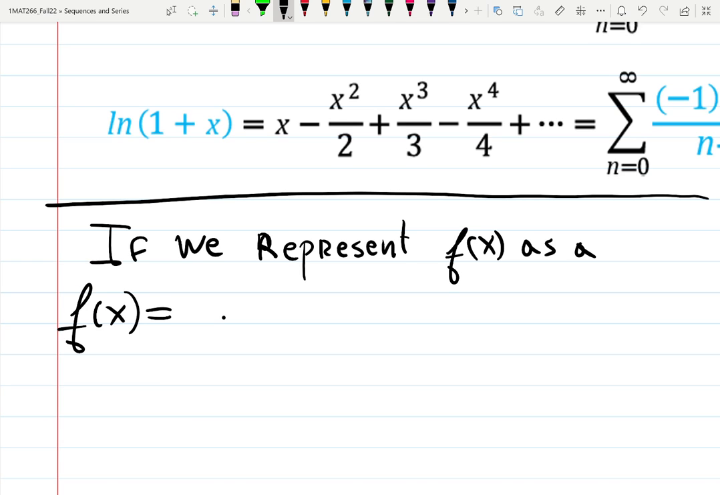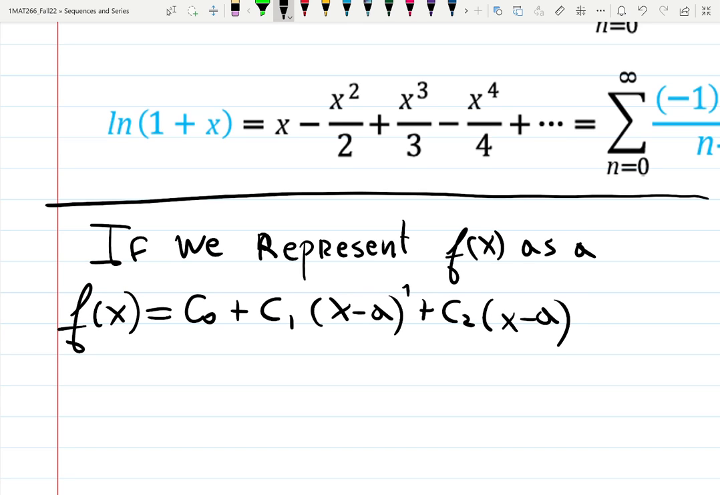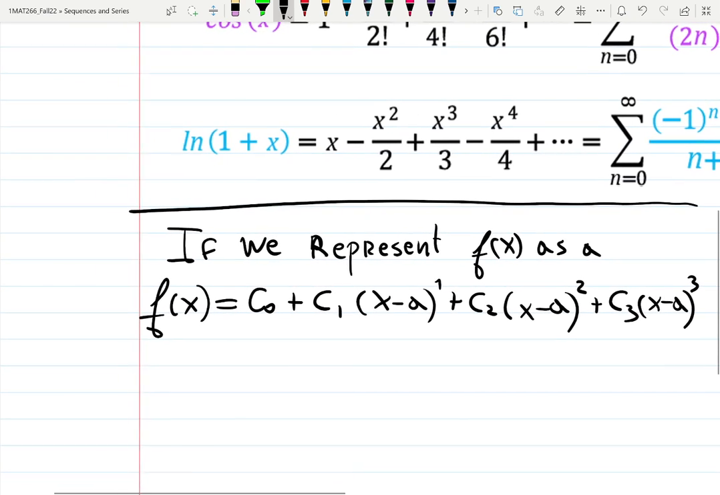f of x equals, and we already know what it means to be a power series. The first term, the first coefficient, let's call it c sub 0, plus c sub 1, x minus a to the 1. That's the formula with the shift. I gave it to you. Power series with the shift. Plus c sub 2, x minus a squared, plus c sub 3, x minus a cubed, plus, and keep going.